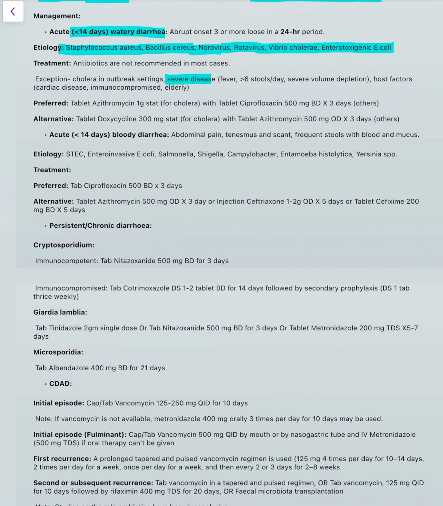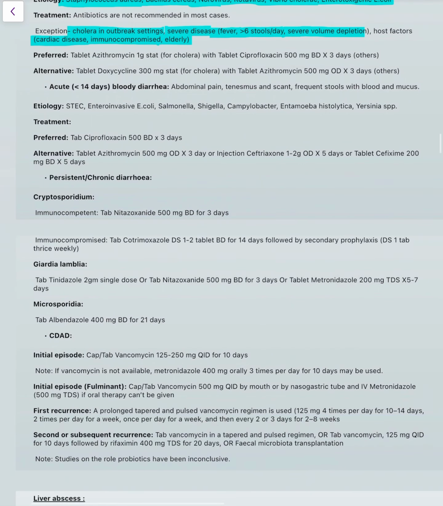When do you call it severe disease? If the patient has high grade fever, more than 6 stools per day, severe volume depletion, and host factors like cardiac disease, immunocompromised state or elderly patients, and also if there is a cholera outbreak setting in your locality. Right, in those cases you have to give antibiotics.